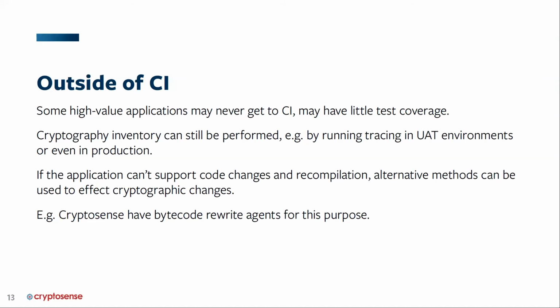So if we can't support code changes and recompilation, and unfortunately it is the case that there are applications like this floating around that actually have value, there are various other ways that we can make cryptographic changes. Here at CryptoSense, for example, for certain legacy Java applications, we have repurposed our tracing agents to rewrite bytecode to call different cryptography from what the application originally wanted to call. So you can talk to us about that, but there are other technologies that are similar around. There are other ways to sort of monkey patch your application to get it to do different things.